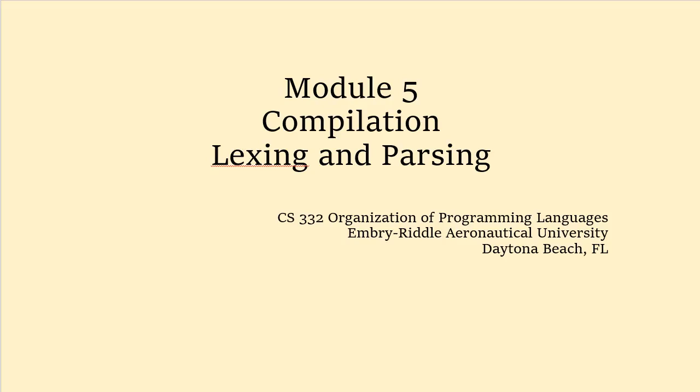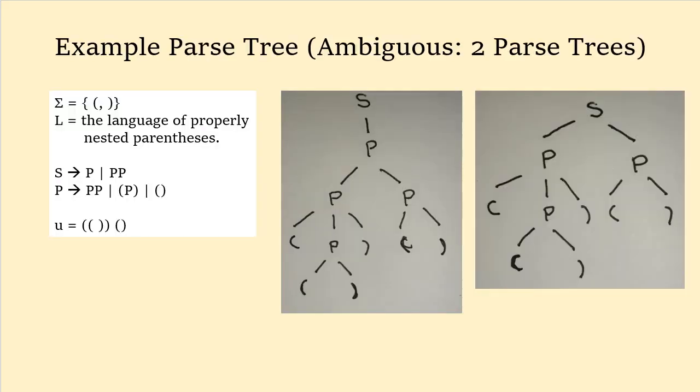Okay, here's the third lecture in Module 5, Compilation, Lexing and Parsing. And we were talking about ambiguity in parsing trees. So again, here I'm showing the two different parse trees for the string left paren, left paren, right paren, right paren, left paren, right paren. We're going to change this to a non-ambiguous grammar.